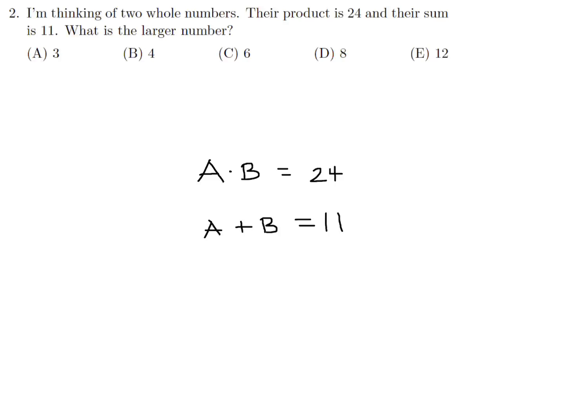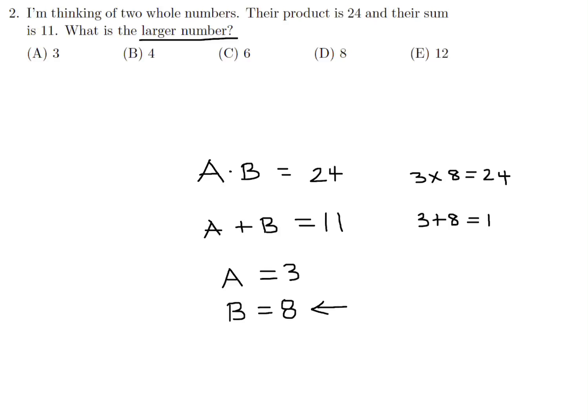So this is really done by inspection. This is a grade 8 math contest. You're not going to make this into a quadratic equation and all that stuff. So just based on inspection and trial and error, you'll be able to get that A is 3 and B is 8. And you can verify this, of course. 3 plus 8 is indeed equal to 11, and 3 times 8 is indeed equal to 24. And they want the larger number, so that would be 8. So the answer to number 2 is D.